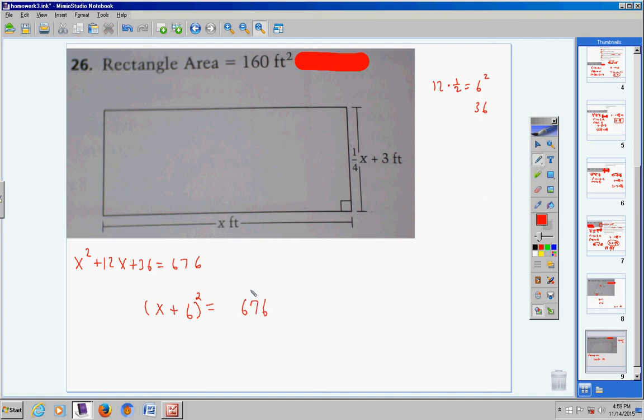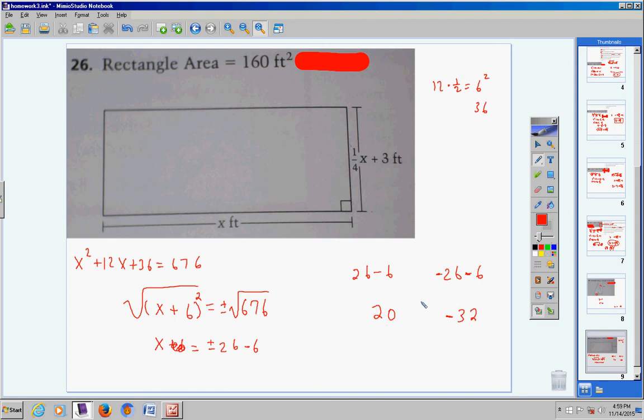Next step says take the square root of both sides. So square root of the right side, square root of the left side. Now over here, when you take the square root of something squared, you're left with just the base. On the right side, actually the square root of 676 is a perfect square. It's 26. So I have positive negative 26. Okay? Now, last step, bring your 6 over and make it a negative 6. So really, here's what x equals. X equals positive 26, negative 6, and a negative 26, negative 6. So for one answer, I'll get 20 for x. The other answer is negative 32.